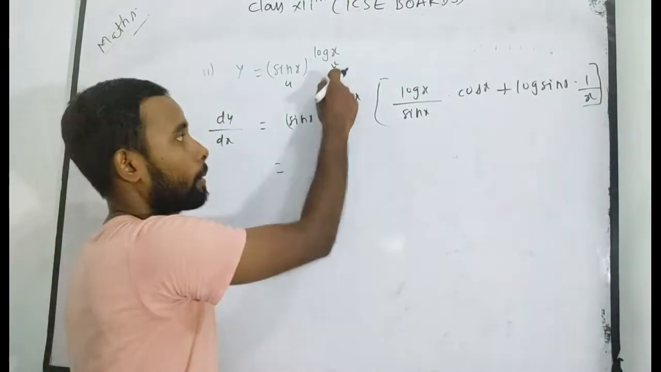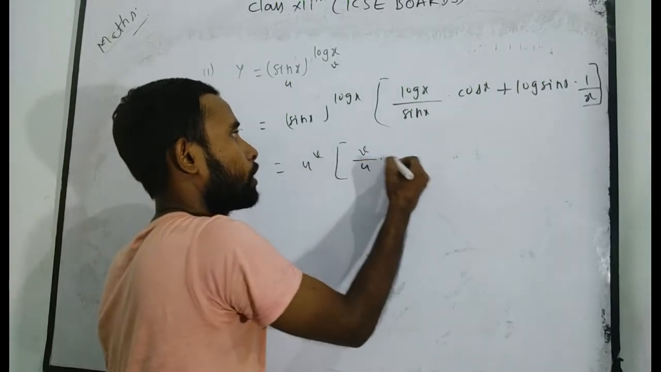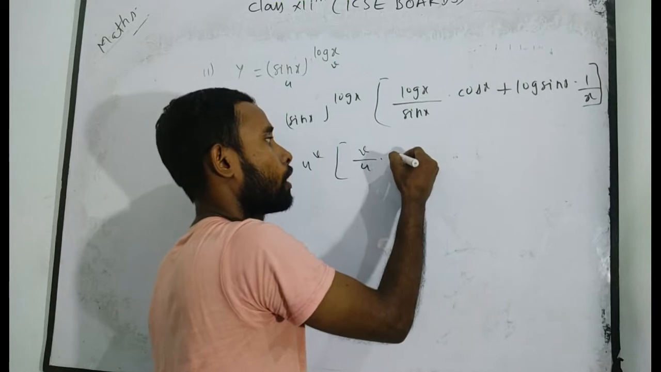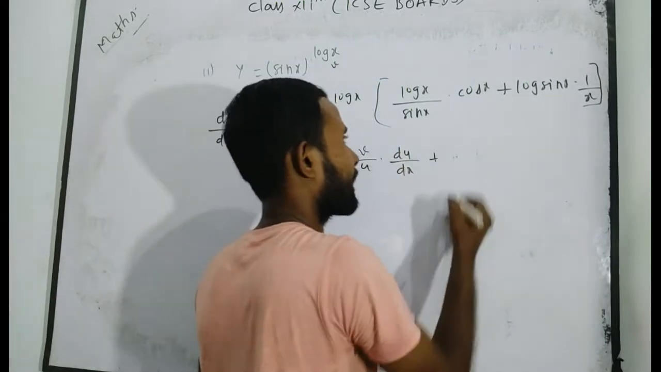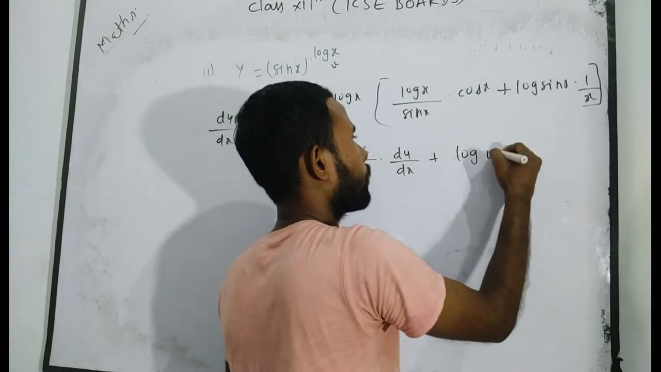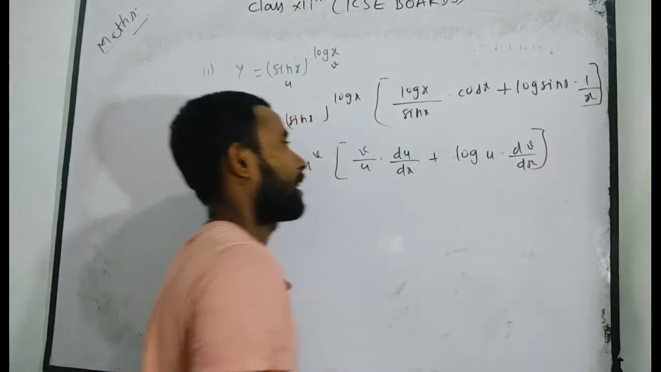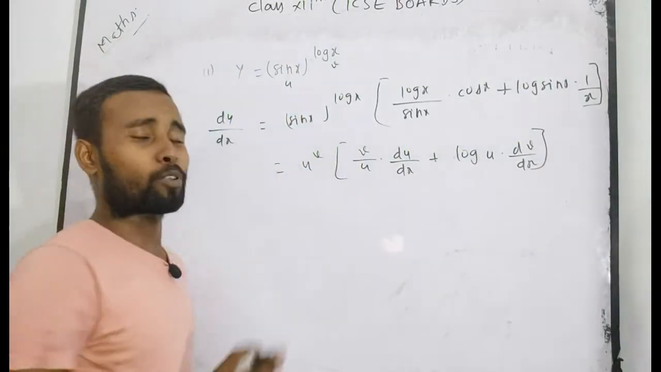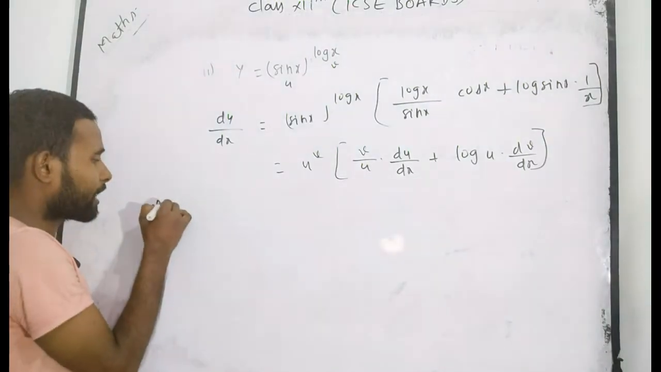This is u to the power b, and its answer will be u to the power b into b upon u into the derivative of u with respect to x, plus log u into the derivative of b with respect to x. This is a trick through which you can get your answer directly. But I will suggest the second method.